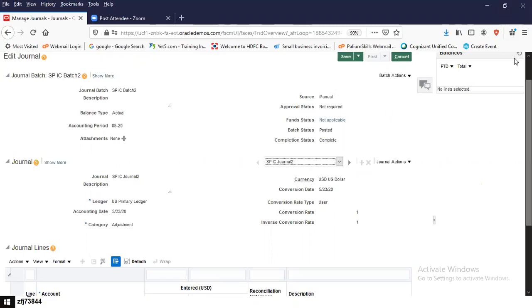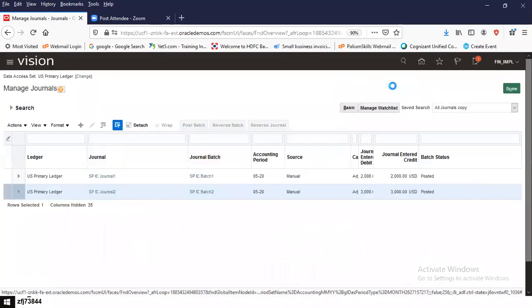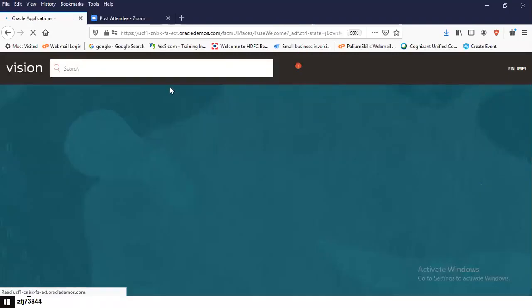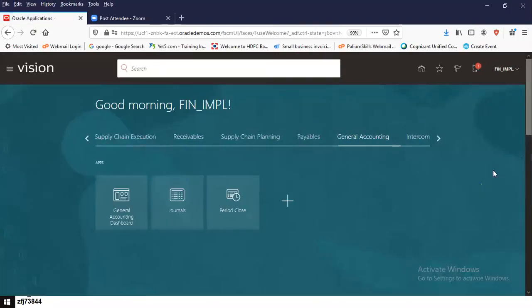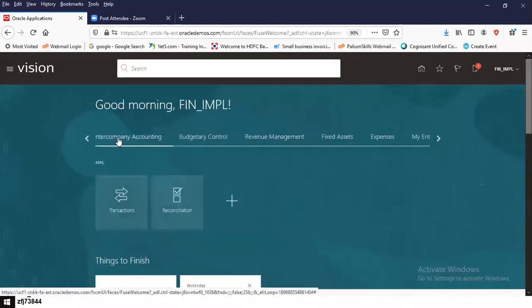Now we will see how we enter intercompany journals. For that, if we go to the home page, we'll find there is a separate offering called Intercompany. This is the intercompany accounting, where you can enter transactions directly which relate to intercompany.